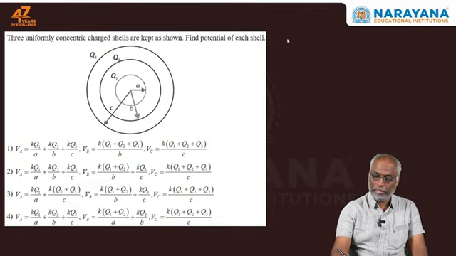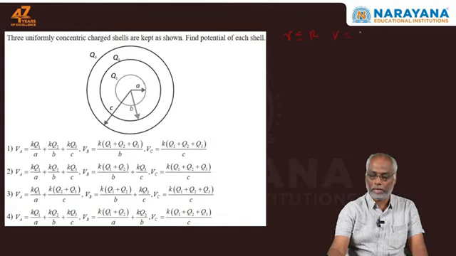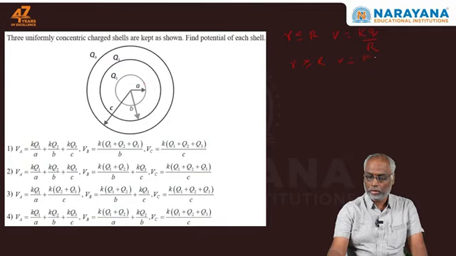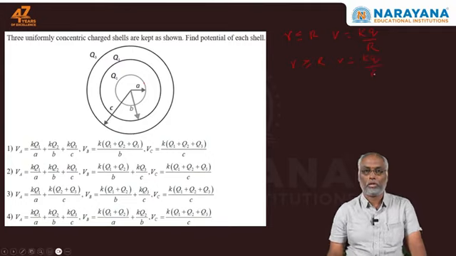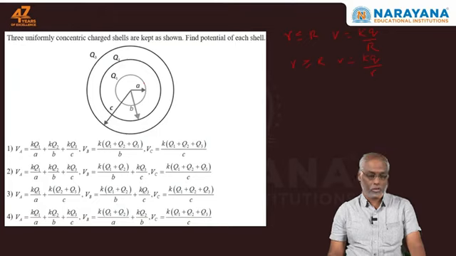We know that for any position r less than or equal to capital R, potential will be given by kq divided by capital R. Now similarly, for a position r greater than or equal to capital R, potential will be given by kq divided by small r. So as a result of this, when you are calculating potential of the innermost shell, due to charge q1, the potential will become equal to kq1 divided by A. Because of charge q2, the potential will become kq2 divided by B. Because of charge q3, it will become kq3 divided by C.